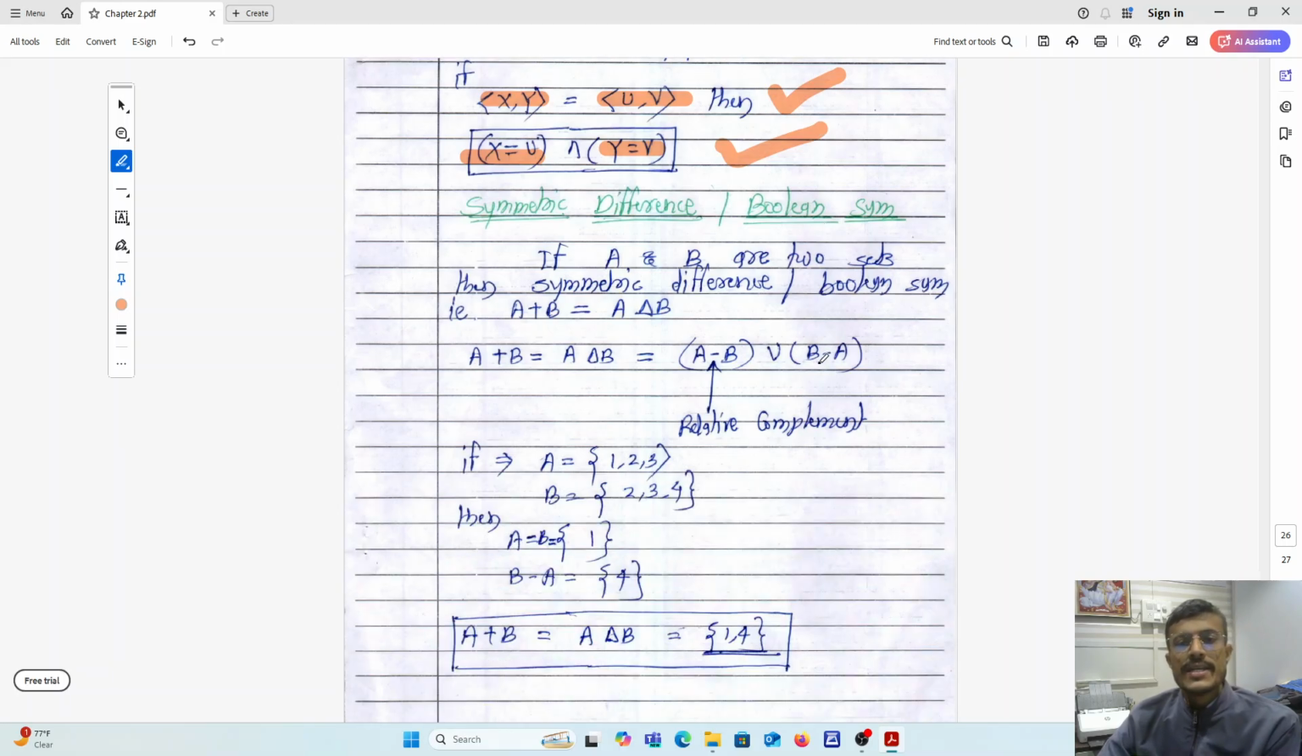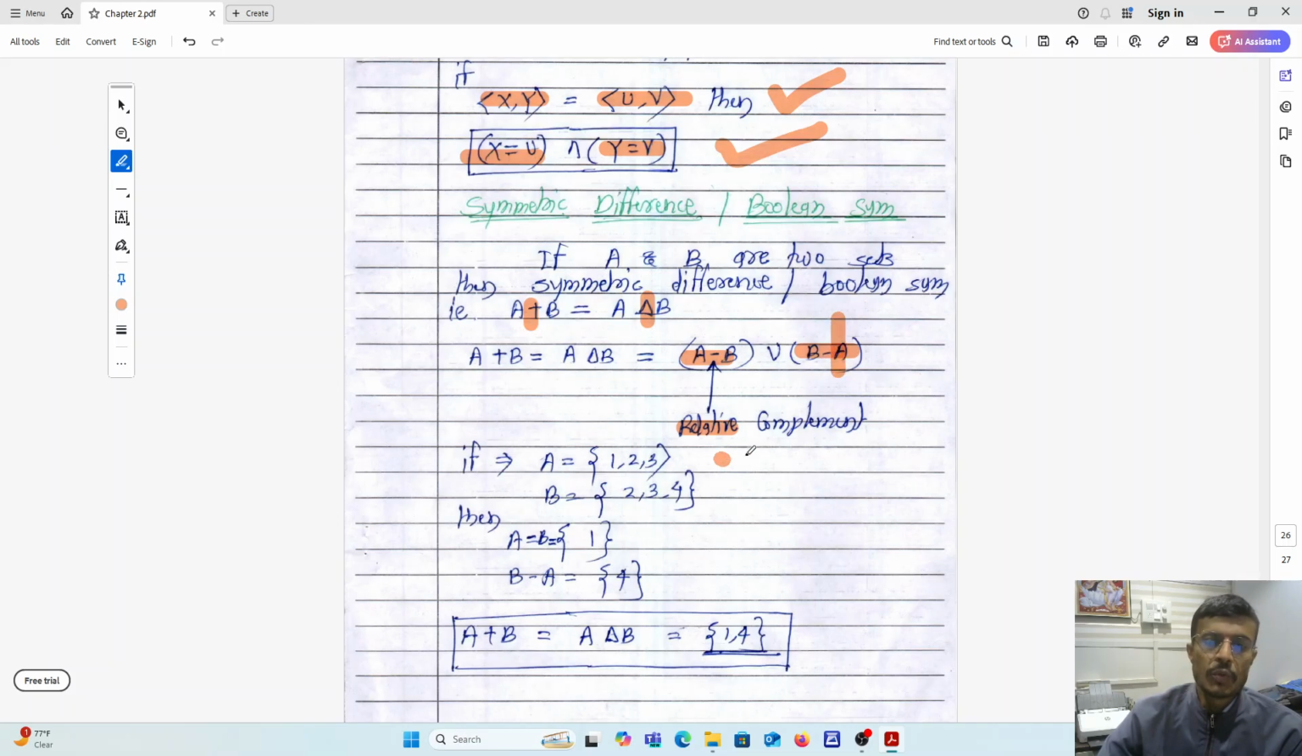Then the next one, symmetric difference or Boolean sum. So what is meant by symmetric difference? It is denoted as A plus B. For example, if A and B are two sets, then it is represented by A plus B, or it is denoted by A triangle B. That is nothing but the symmetric difference or Boolean sum. And A plus B is equal to A triangle B, which is equal to (A minus B) union (B minus A). That is the relative complement of B in A and the relative complement of A in B.